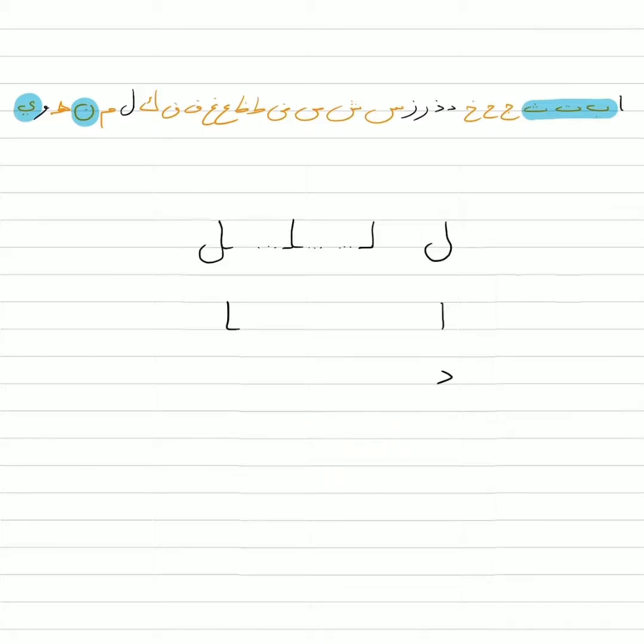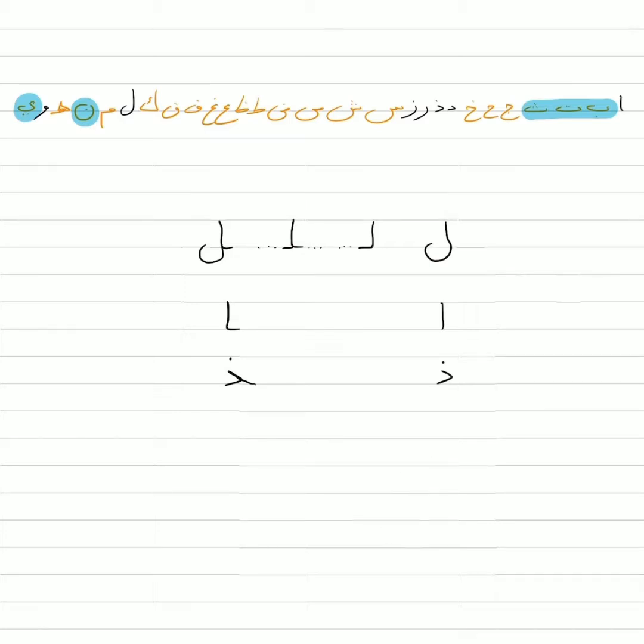So dal only has this initial position. Or if dal comes after a letter, you have a connecting line and then the dal. Same with the dhal. Dhal only has its standalone position and its terminal position. And don't confuse the dhal with the noon, because the noon will connect onto letters after it. A dhal will not connect onto letters after it.